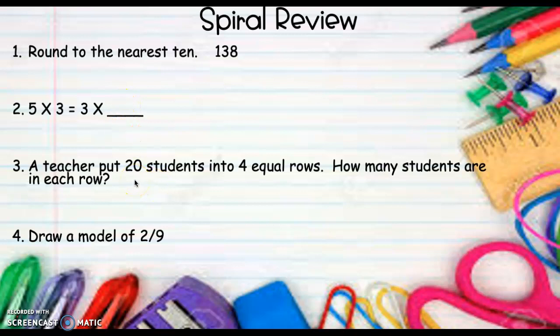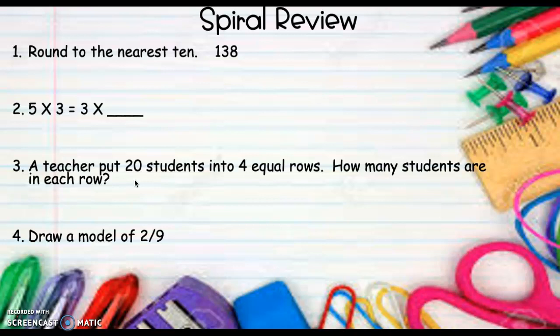For question number 3, it states a teacher puts 20 students in 4 equal rows. How many students are in each row? I want you to think about the classroom setup, or if you got to design the rows, who would you put in each row and how many of your friends would be in that row? And that will help you solve that problem.